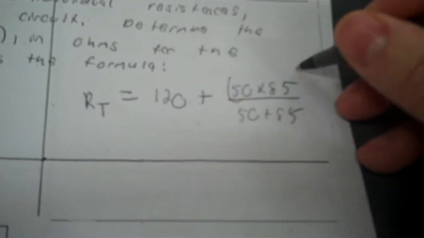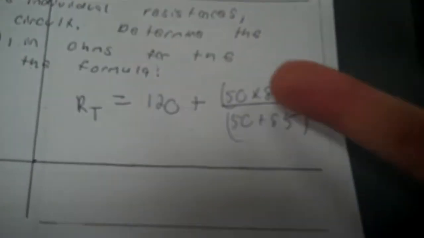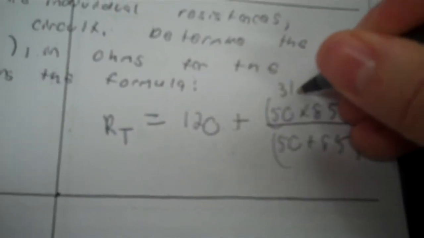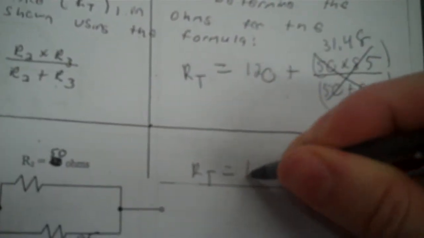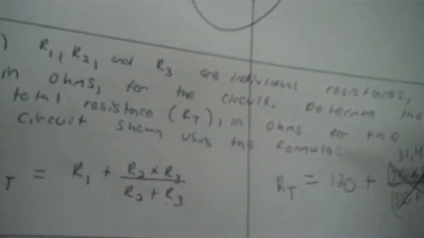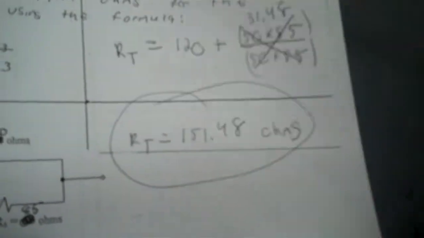So first I'm going to get rid of this complex fraction here. Put parentheses on top and bottom on that one, because you have an operation on the bottom. You got to use parentheses to ensure that it will do that operation before anything else. So it will find the top and bottom at the same time and divide them. Okay, 31.48. And then just add those together, and that's going to be 151.48. Now the label for that is ohms, okay? That's your total resistance. Okay, so look at the picture, use the formula.